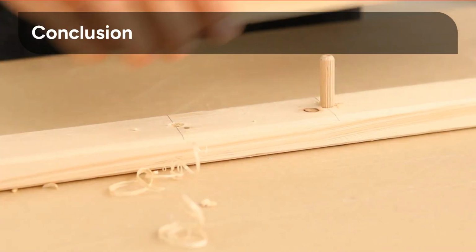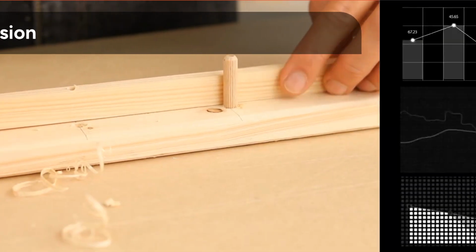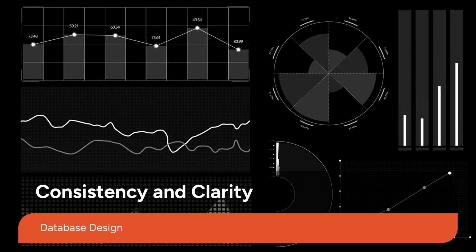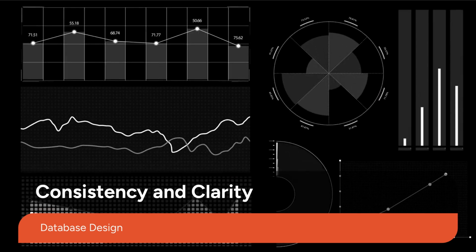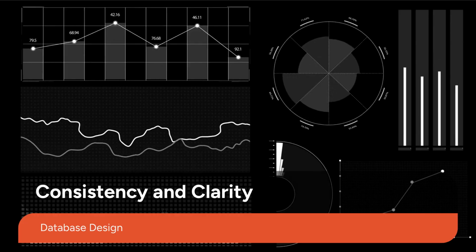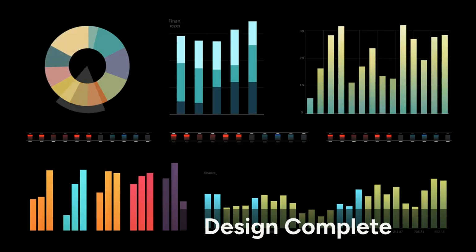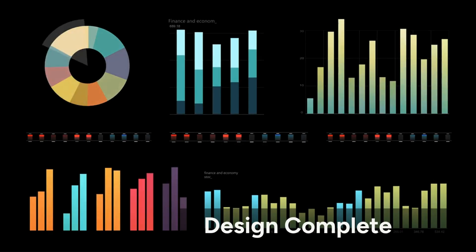To wrap up, let's review the importance of this process. Implementing many-one relationships correctly ensures the many side references the one side properly, maintaining overall database consistency and clarity. With relationships implemented, your database design is complete.